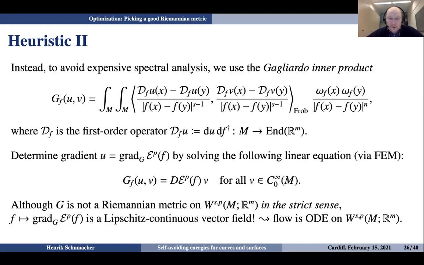And of course, we were aware that this Sobolev space is not a Hilbert space. So P is not equal to 2. So it's not really a Riemannian metric in the strict sense. It doesn't identify the tangent space with its dual tangent space. But this notion of gradient at least provides a Lipschitz continuous vector field. And that's nice, because Lipschitz continuous vector fields, by the Picard-Lindelof theorem, are easy to integrate. And that's what we explored. And that's why it works so well, what we do.